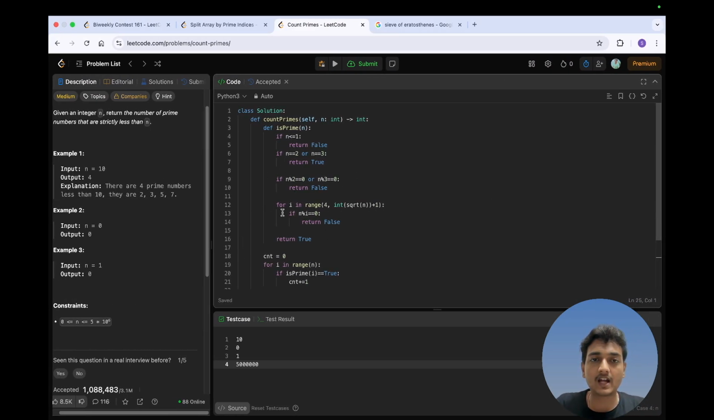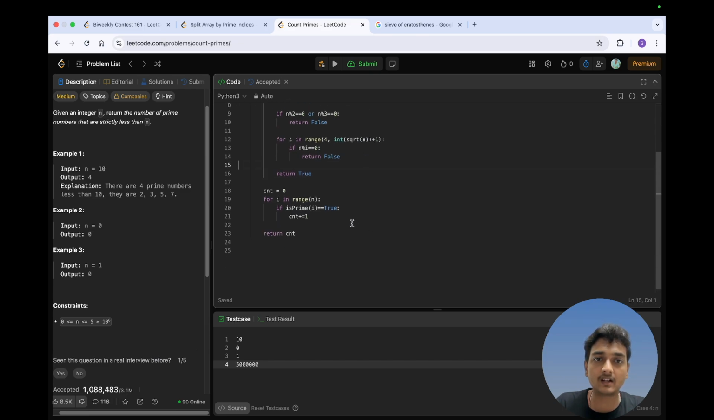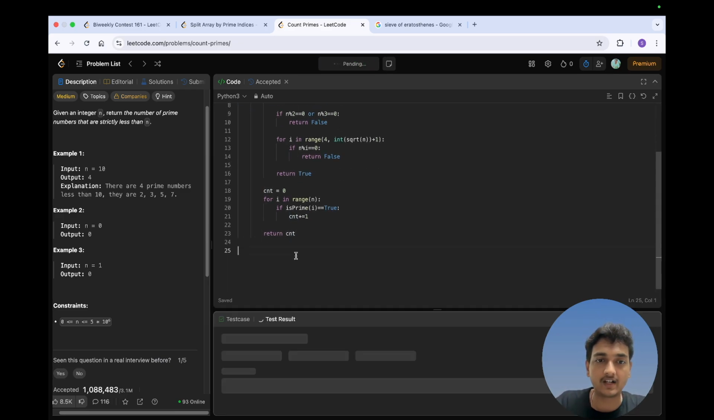So I have written some basic code here, some function which basically checks the prime in square root of n times. So I am running a loop till square root of n, and here I am having a loop of n. Basically, I am just iterating from 0 to that number, and I am checking whether that number is prime or not. If that number is prime, I am incrementing the count. So I hope everyone, this is a very easy concept. I don't need to go very deep for this.